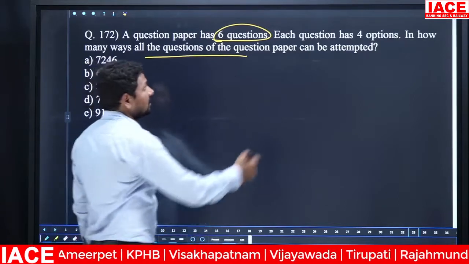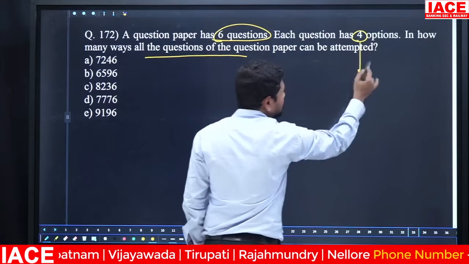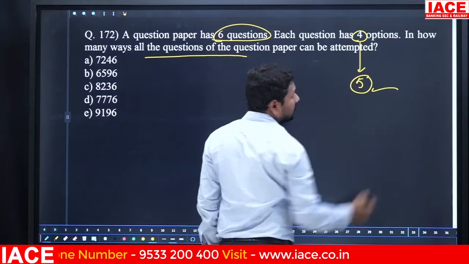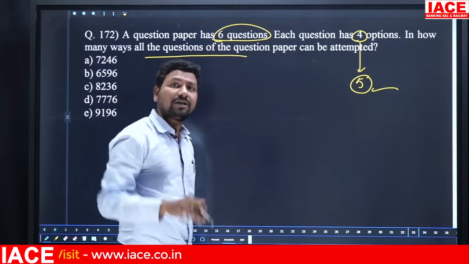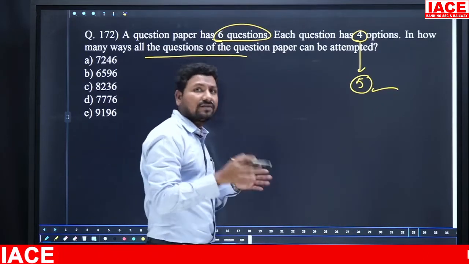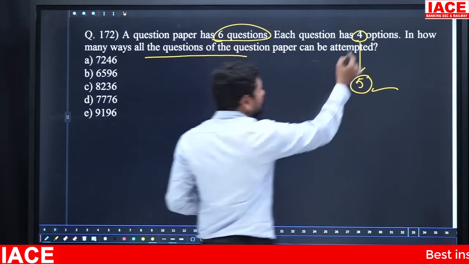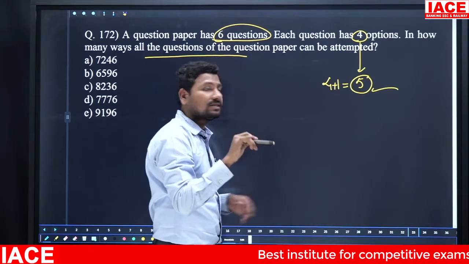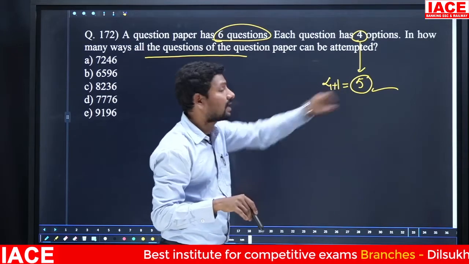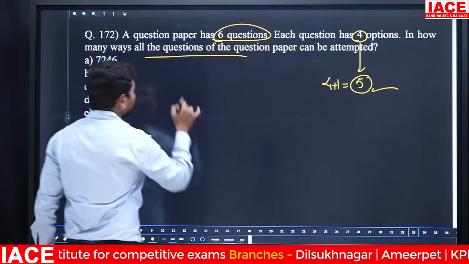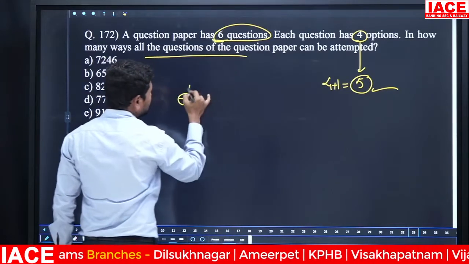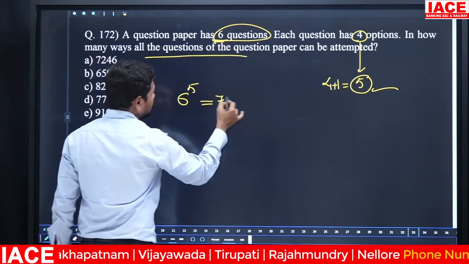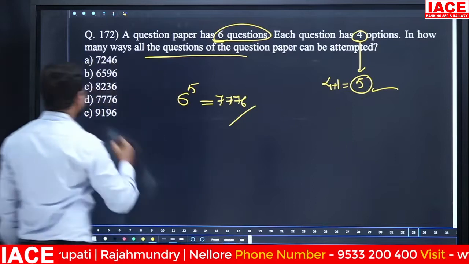Already you have 4 options, so you can attempt it in 4 ways. But you can also leave the question. Then 4 become how many options now? 5 options. You can skip the question, which is also one of the possible results. That's why 4 plus 1. 4 options using A, B, C, D, otherwise you can skip the question. Overall you have 5 options. Then you have 6 questions. 6 questions you can attempt with 5 options, so 5 to the power of 6, which is equal to 7776. 7776 means option D.